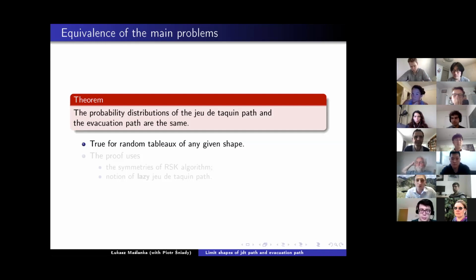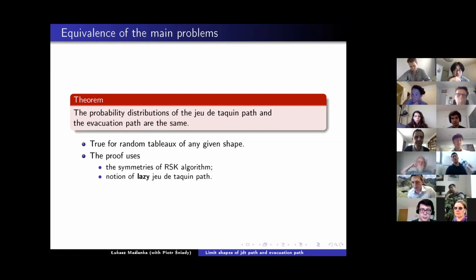And the proof of this uses two facts. First is the symmetries of the Robinson-Schensted-Knuth algorithm. And the second is a notion of lazy Jeu de taquin path. The lazy Jeu de taquin path is some sequence of boxes which arises during the application of jeu de taquin, like only one single application, and you have some sequence of boxes, and this would be a lazy jeu de taquin path. So since these two problems are equivalent, we are going to focus only on the evacuation path problem.